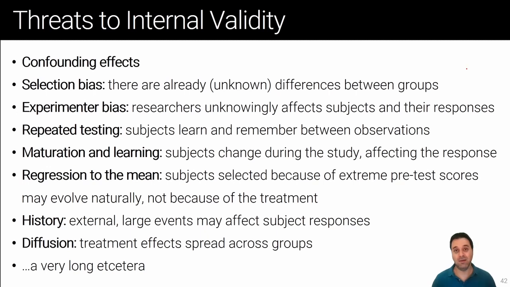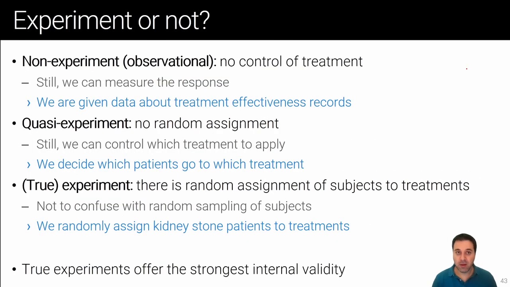There's plenty of other situations in which we cannot claim internal validity because there's some flaw in our study design. And one in which I want to stop a little bit is this one that tells us whether we are really, in a technical sense, carrying out an experiment or not. So we could have an observational study. This is not an experiment. There's no control of a treatment. Still, we could measure the response, we could measure independent variables, etc., but we do not have any notion of treatment or no control over the treatment.